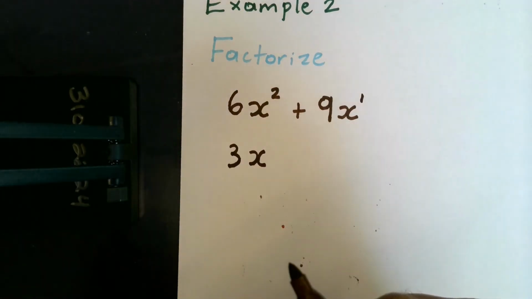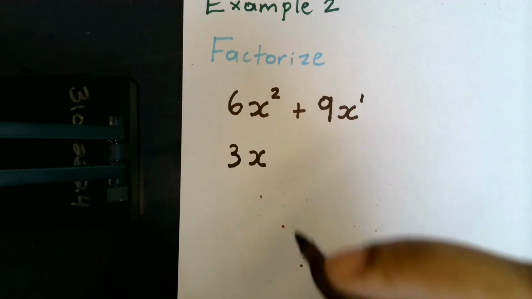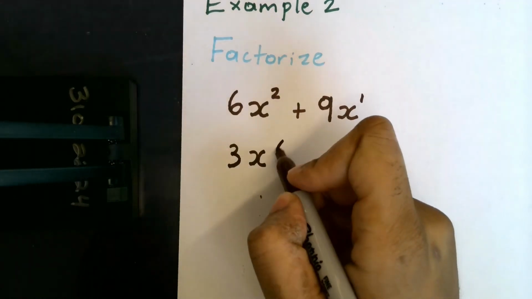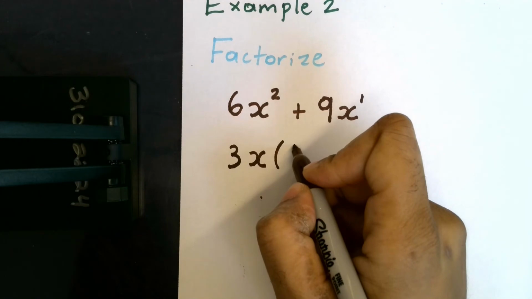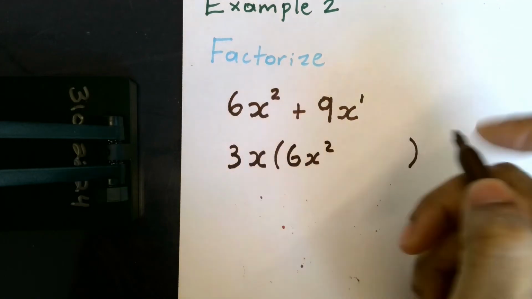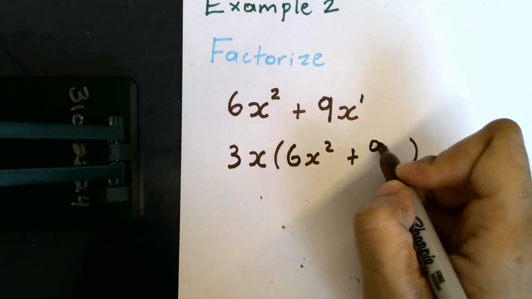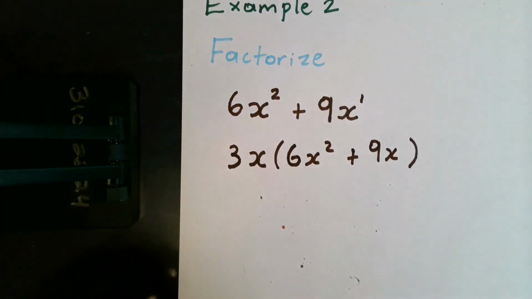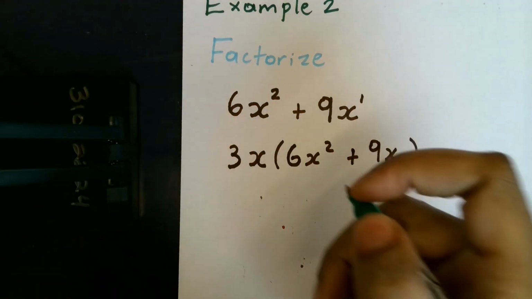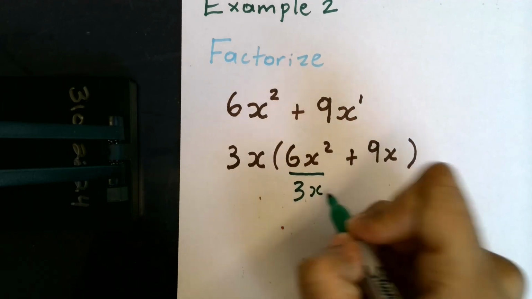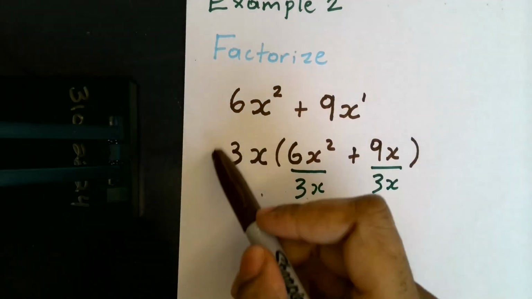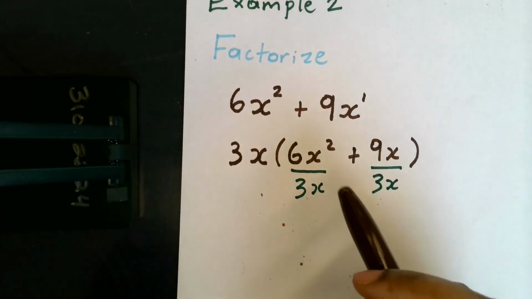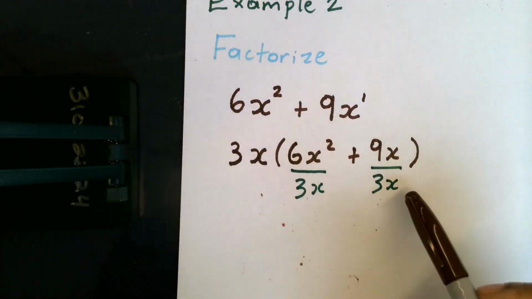And I went through great detail in making that clear in my last video. Then we have parentheses. Inside our parentheses, I'm going to write my original expression, 6x squared plus 9x. And then I'm going to divide each term by my GCF, which is 3x. 3x is our GCF. So we are dividing each term by our GCF, which is 3x.